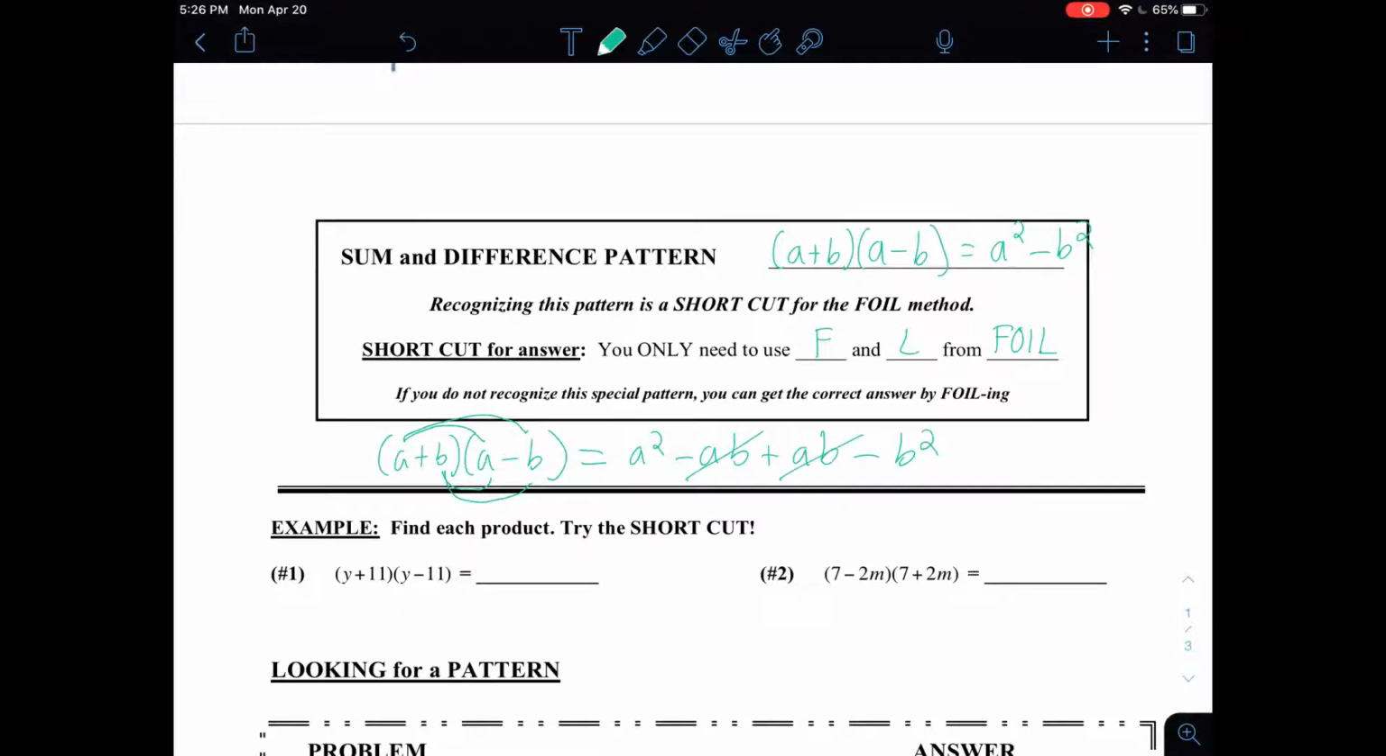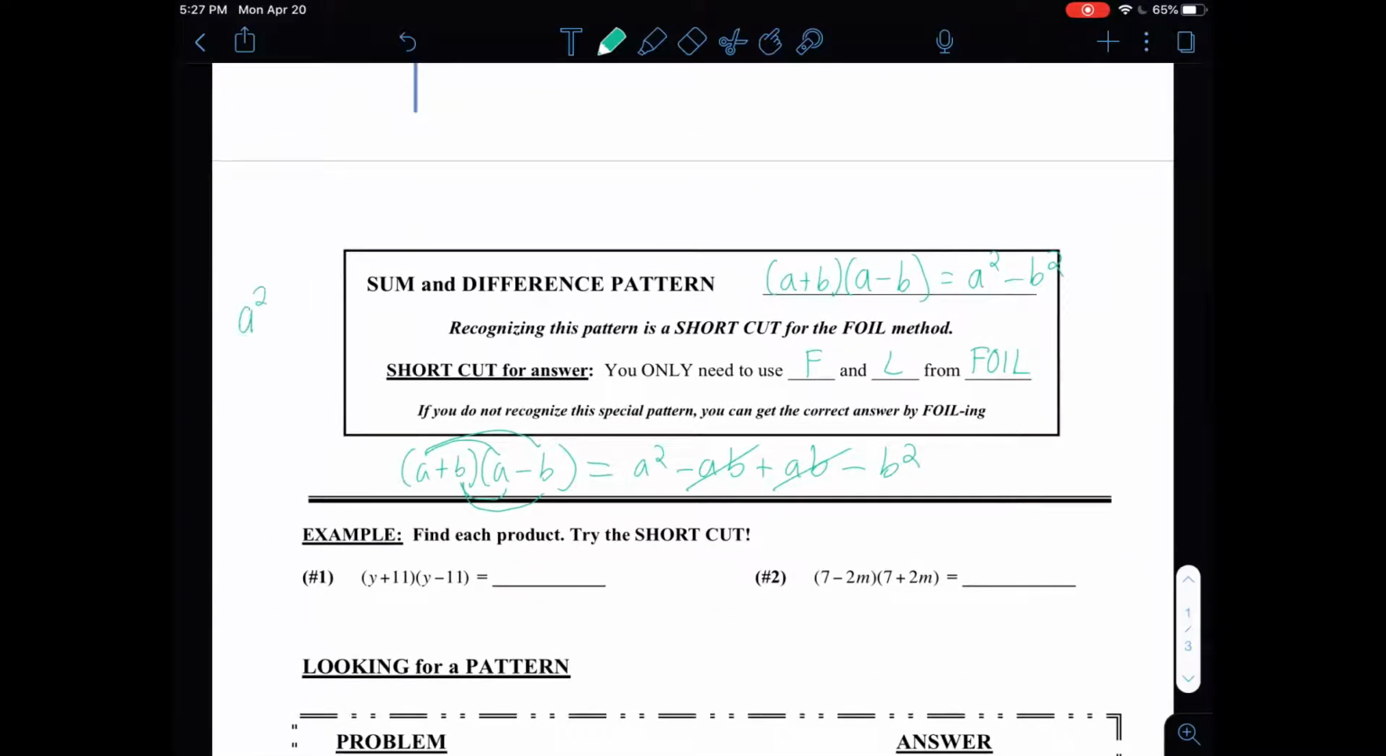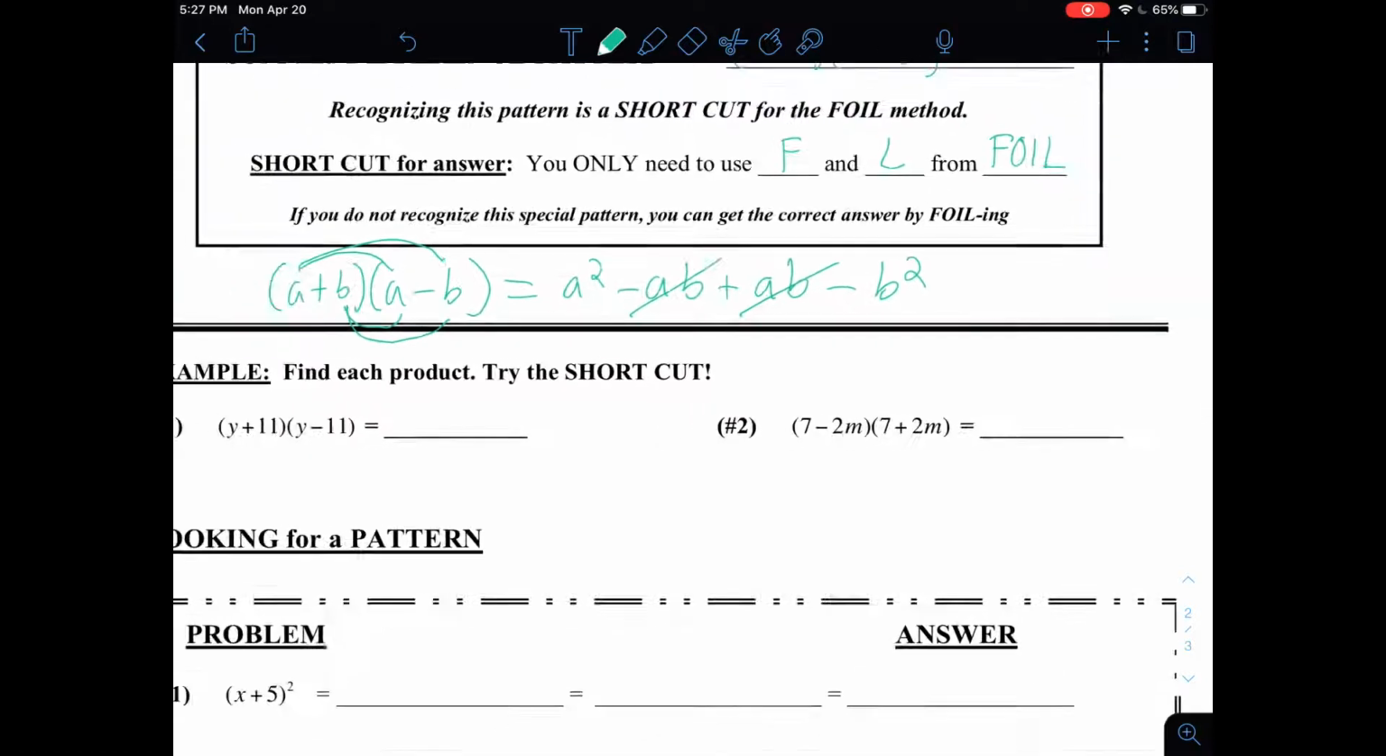So what you want to do is find what a equals, what a squared equals, what b equals, and what b squared equals, and then we'll do the shortcut. Because the shortcut is just a squared minus b squared. Okay, so let's go ahead and do number 2 together as a class, and you guys will try number 1 on your own.